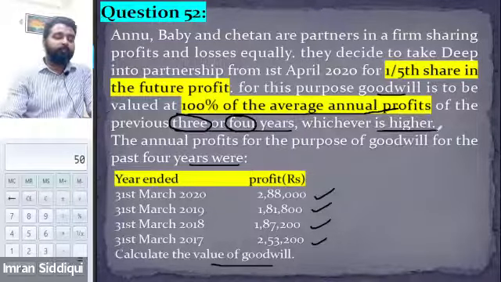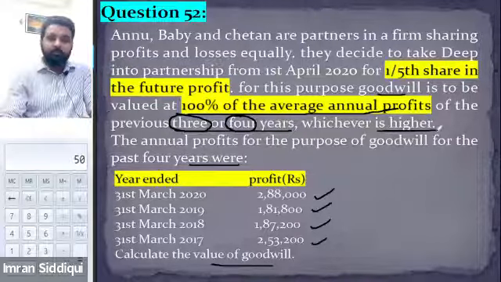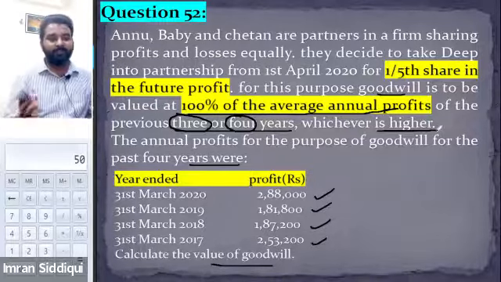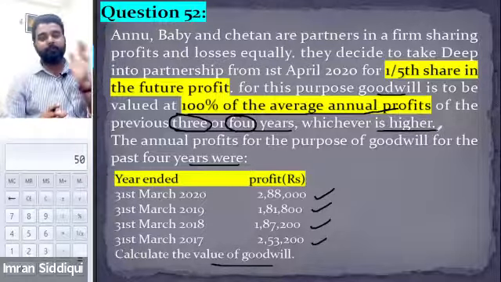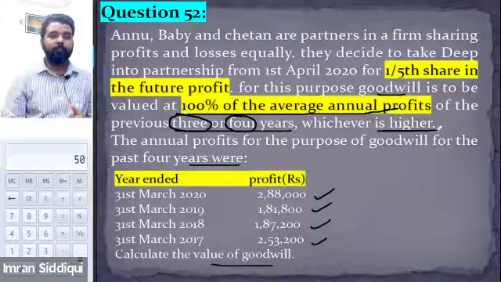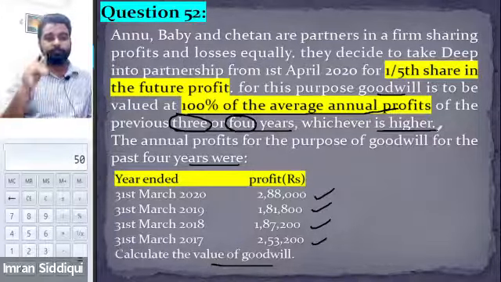So first of all, we will have to find out the average profit of the 3 years. Then we will be calculating the average profit for the 4 years. Then we will decide which average profit is higher, whether the average profit of the 3 years is higher or the average profit of the 4 years is higher. And accordingly, we will calculate the goodwill on the basis of the higher value of the average profit.